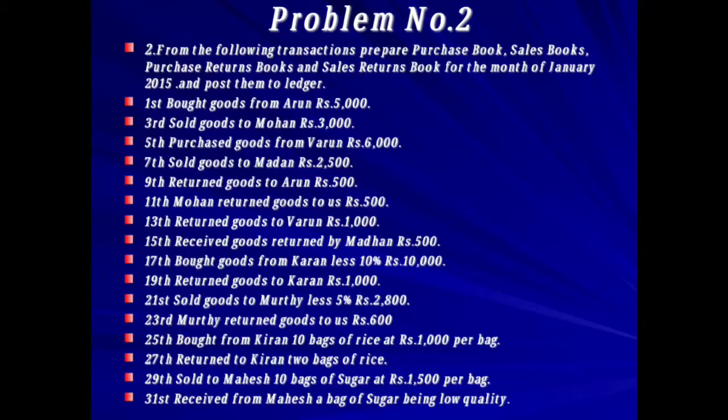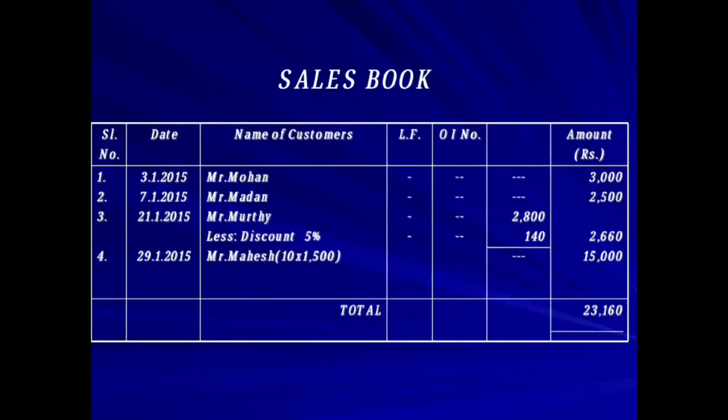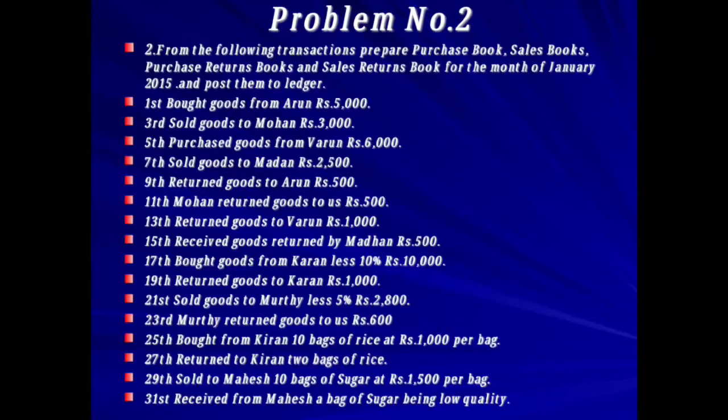Okay, sold goods to Mohan rupees 3,000. We have sold the goods to Mohan here for rupees 3,000. Sold means we should record it in the sales book. See, it is the sales book we are having. Serial number, date, name of the customer will come. Then ledger folio. Then outward invoice number. Okay, then inner column. Then amount. Now the first entry here is on 3/1/2015. Mr. Mohan. To whom we have sold? Mr. Mohan. What is the amount he has to pay us? Rupees 3,000. Then we will see the next entry.